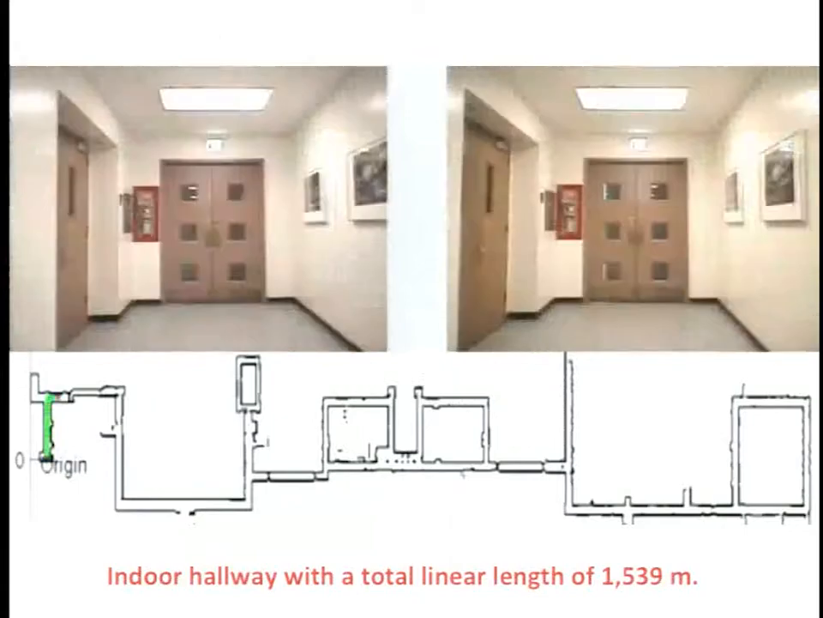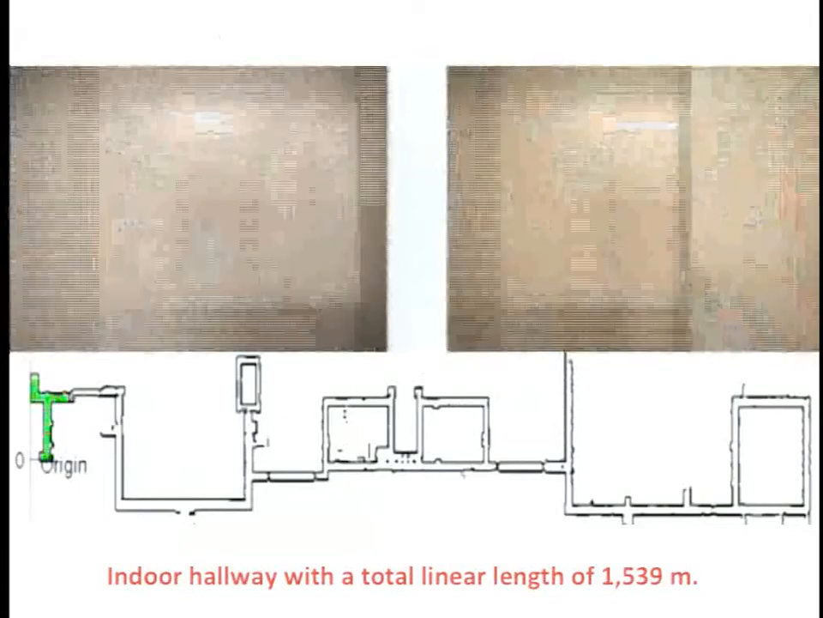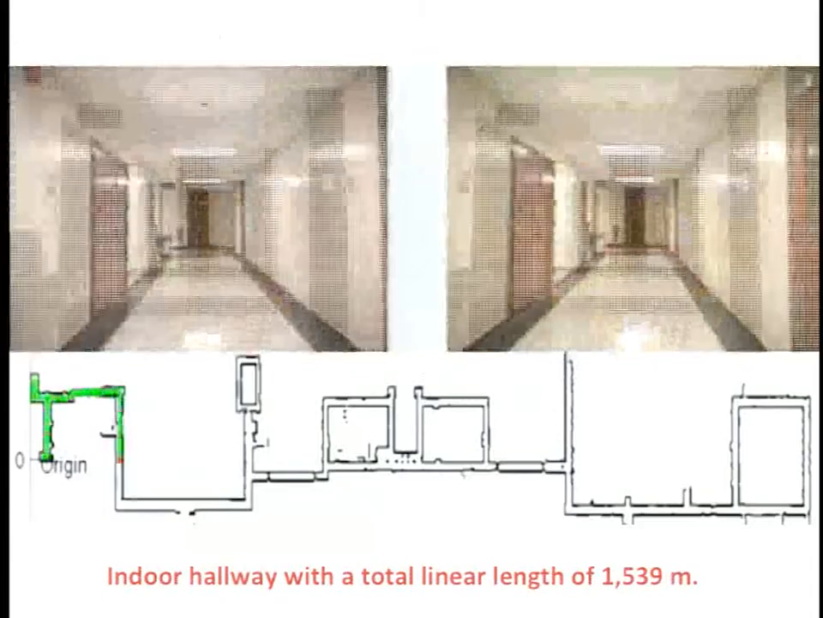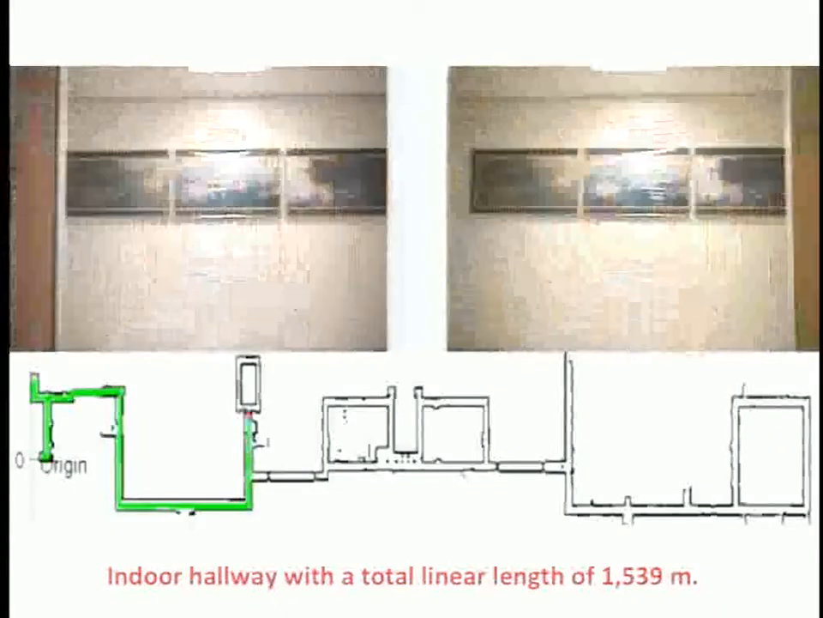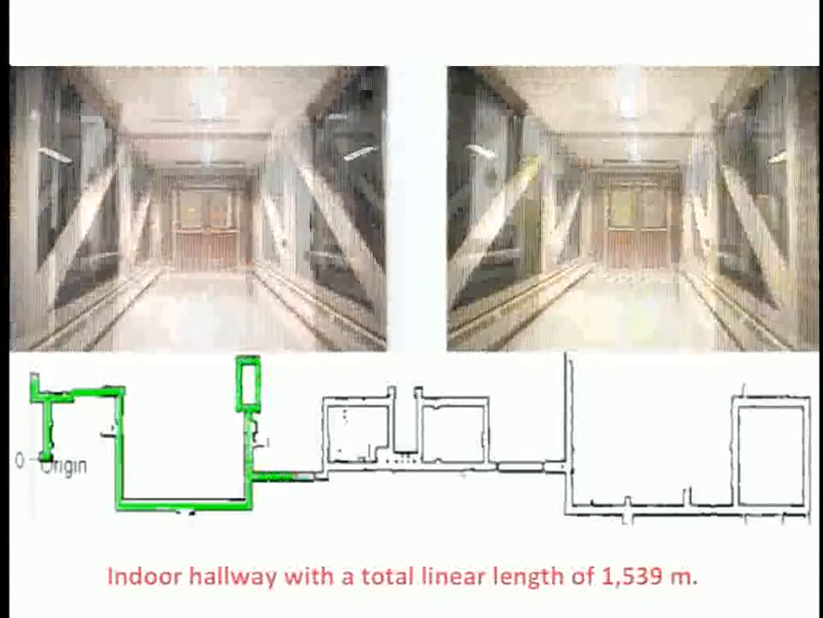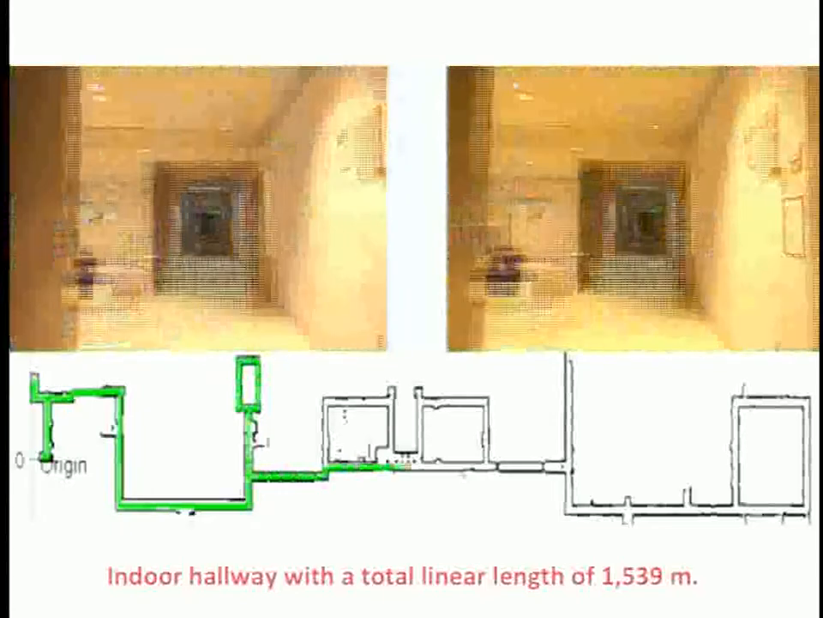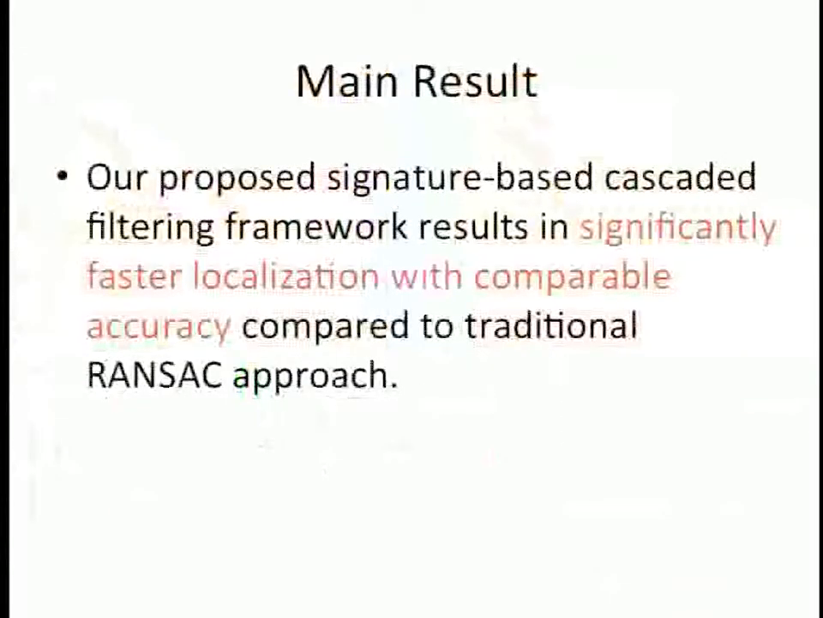The proposed framework was tested in a large indoor hallway system with a total linear length over 1.5 kilometers. This data was collected in the hallways of 3 buildings at Purdue University that possess several challenging scenes, as I alluded to earlier. Our proposed signature-based cascade filtering framework results in significantly faster place recognition with comparable accuracy compared to a traditional RANSAC approach.